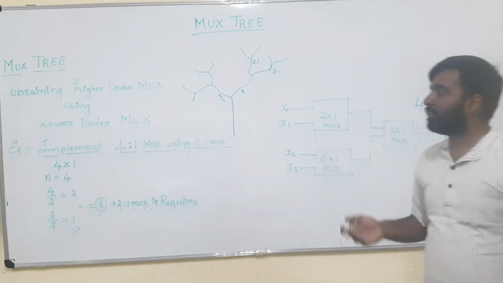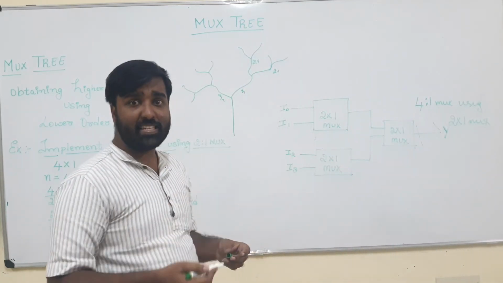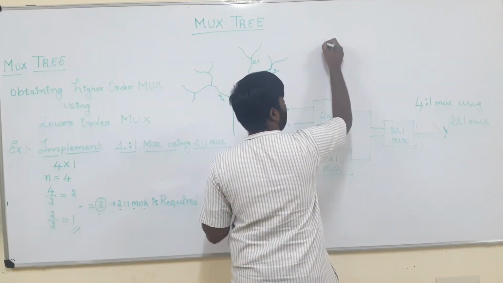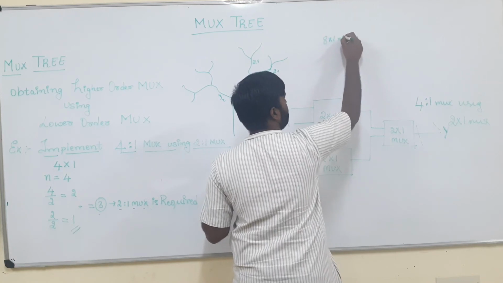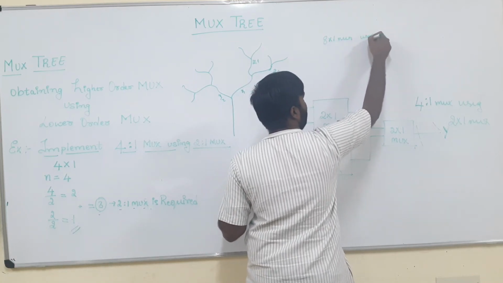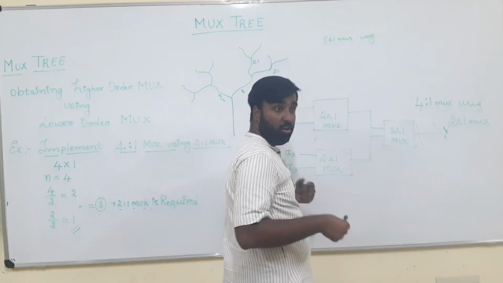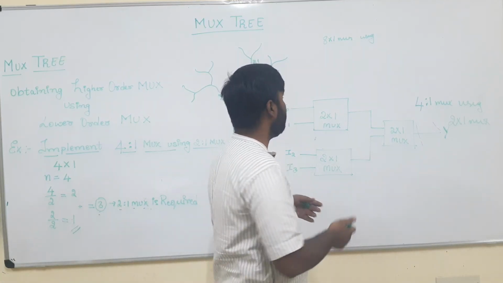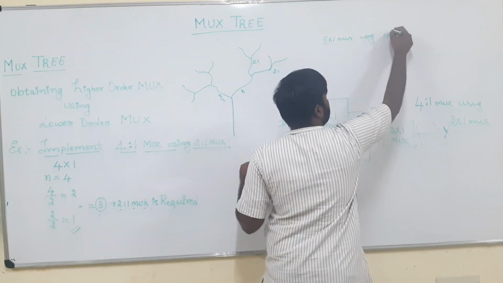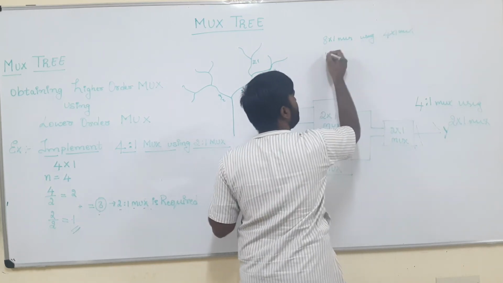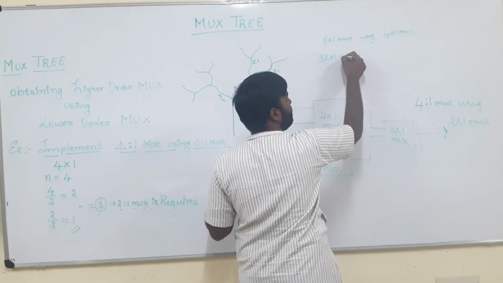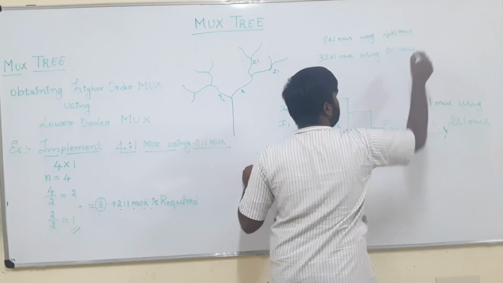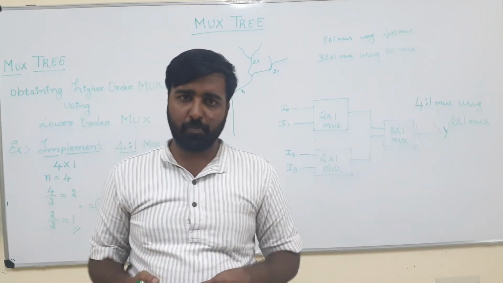These types of problems can be asked in your examinations. For example, construct an 8 cross 1 MUX, and he can directly specify the number of MUX also, using two 4:1 or four 2:1 MUX or anything. Or 8 cross 1 MUX using 4 cross 1 MUX, or he can ask you to construct a 32:1 MUX using 8 cross 1 MUX. These are the possible questions that you can expect in your examination.